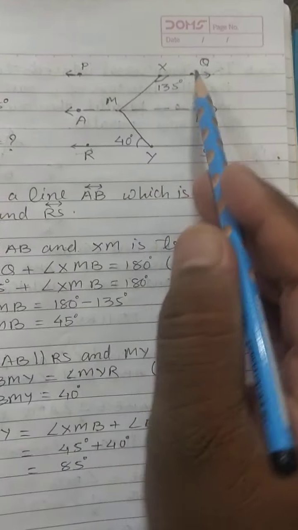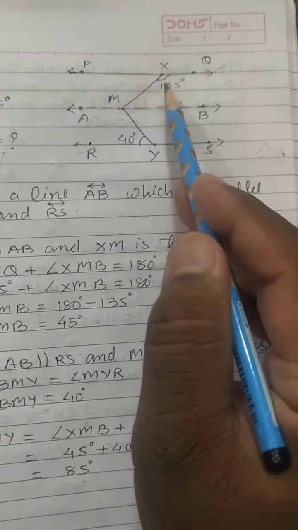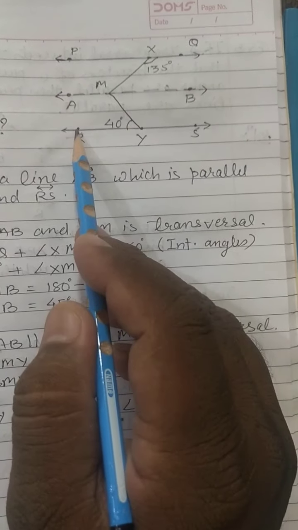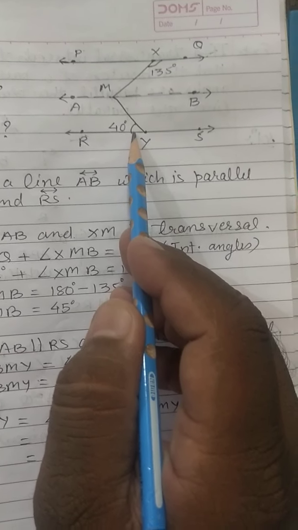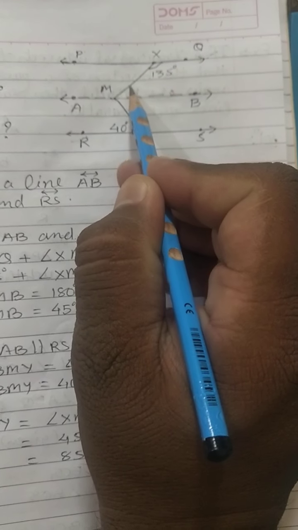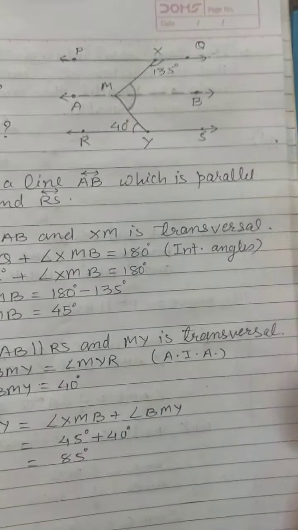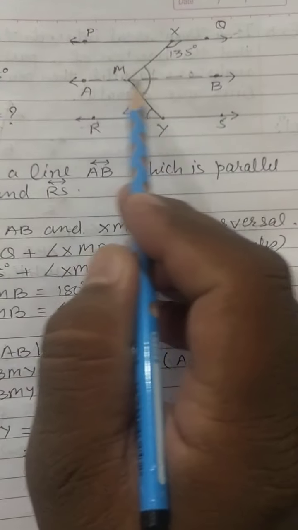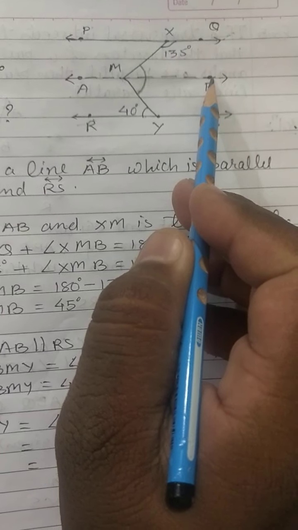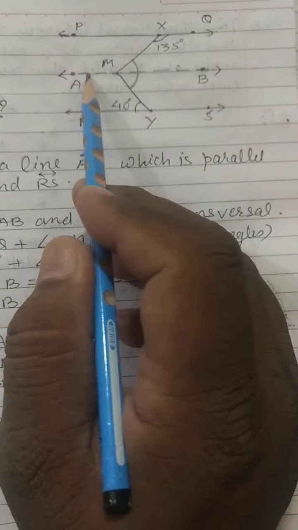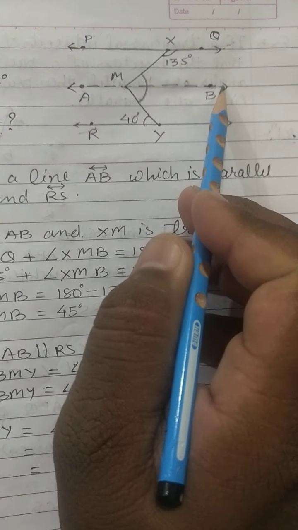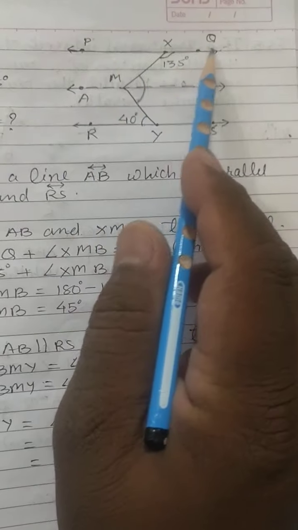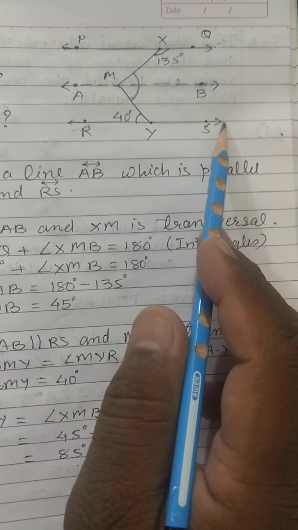Angle MXQ is 135 degrees and angle MYR is given as 40 degrees. We have to find angle XMY. This line AB is not given in the question. I have drawn this line here to solve the question. Only lines PQ and RS are given in the question.